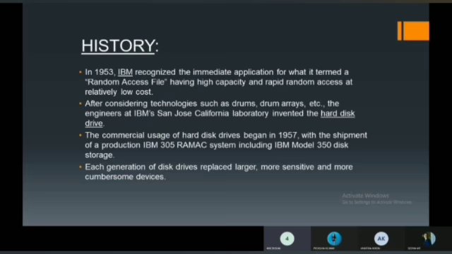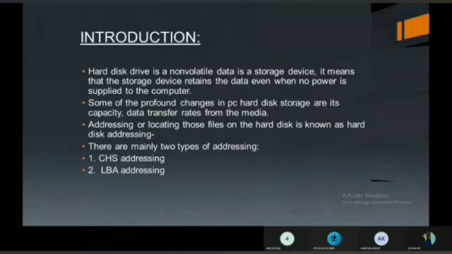Now, the introduction of the hard disk. A hard disk is the hardware component that stores all your digital content, a spinning magnetic disk. Hard disk drives have been used for decades as non-volatile storage for computer systems. In the early 1980s, these drives were the size of small washing machines and could hold around 64 megabytes of data. Addressing, or locating, those files on a hard disk is known as hard disk addressing.